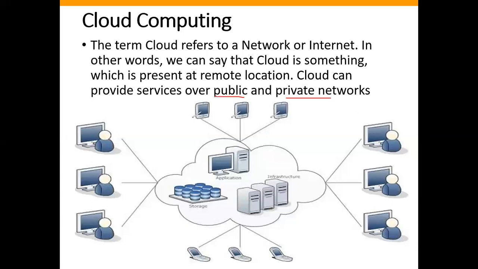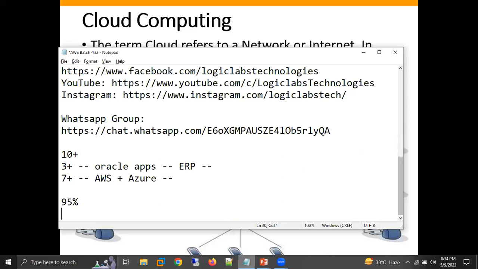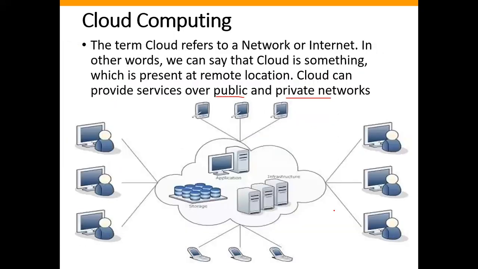Now, what is a public network? A public network is the one we use in our normal days. Like right now, we are all connected with Zoom. How are we connected? By using a public network. But what is a private network? The network used in an organization, which we normally call VPN, virtual private network. That is called private. We can access by using a public network or by using a private network.